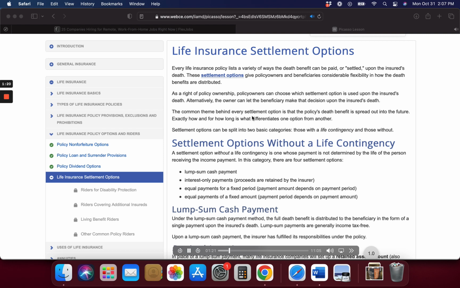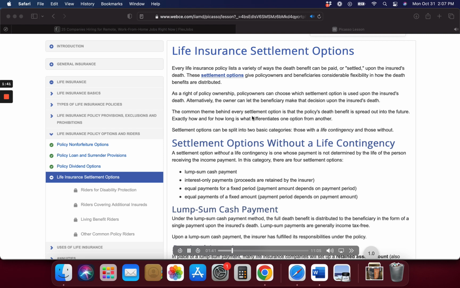Lump sum cash payment. Under the lump sum cash payment method, the full death benefit is distributed to the beneficiary in the form of a single payment upon the insured's death. Lump sum payments are generally income tax-free. Upon a lump sum cash payment, the insurer has fulfilled its responsibilities under the policy.